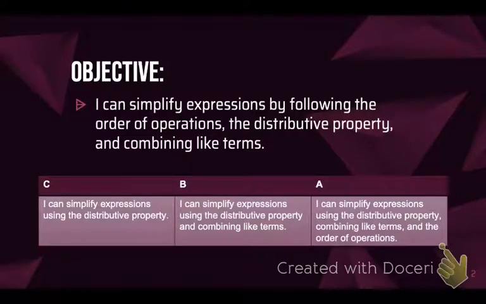Our objective for today is: I can simplify expressions by following the order of operations, the distributive property, and combining like terms. I know that we did this last week, but based on the exit tickets, some of us are really struggling with some of this, and that is totally fine. We were just starting, and now that our schedules have changed a little bit, I think it'll be good to just go over this a little bit more.